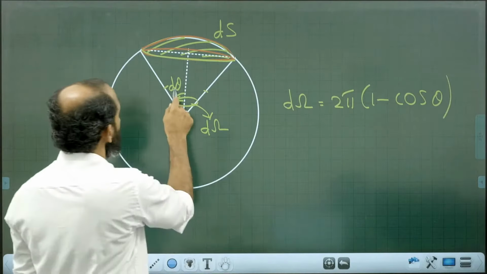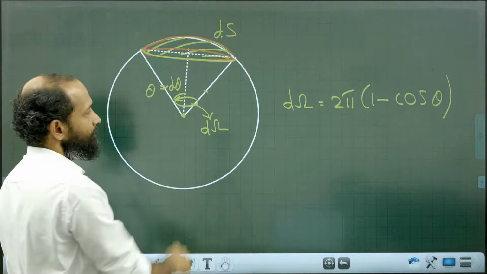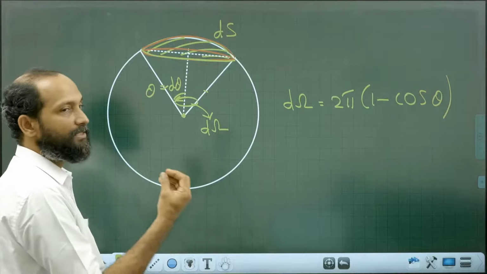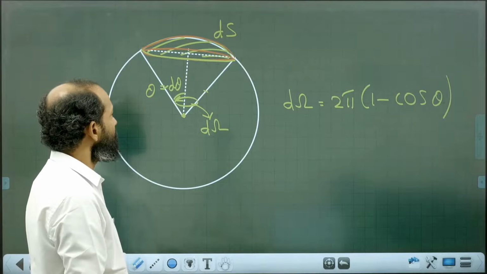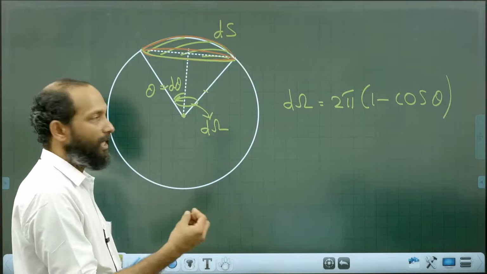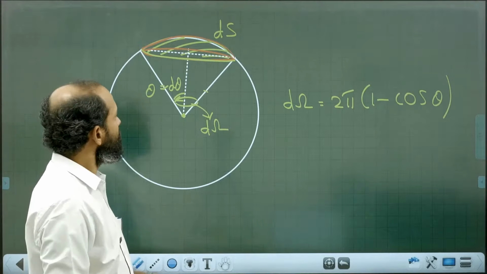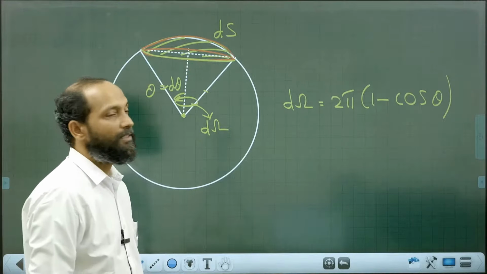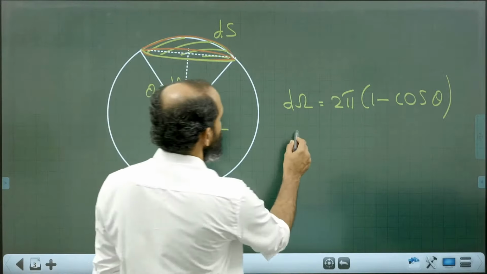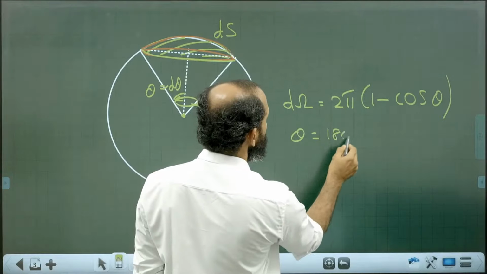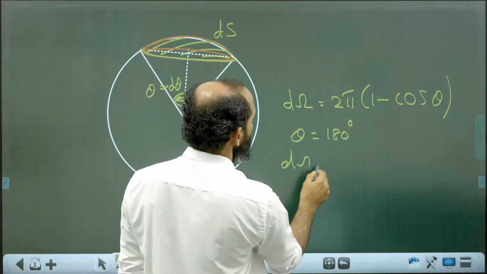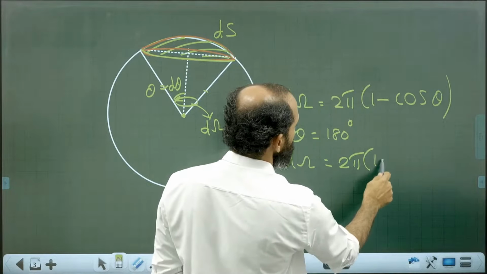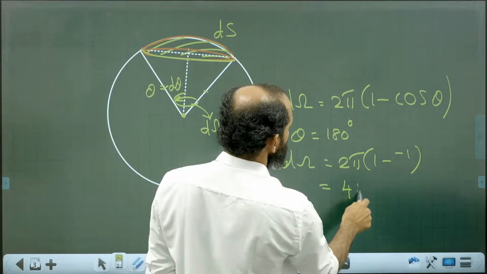Let me write that d theta as theta here. d omega is the small solid angle subtended at the center. Theta is the small semi-vertical angle, the half angle of the right cone. So d omega equals 2 pi into 1 minus cos theta. If theta is equal to 180 degrees, you get d omega as 2 pi into 1 minus cos 180, that is 1 minus minus 1, which is 4 pi.